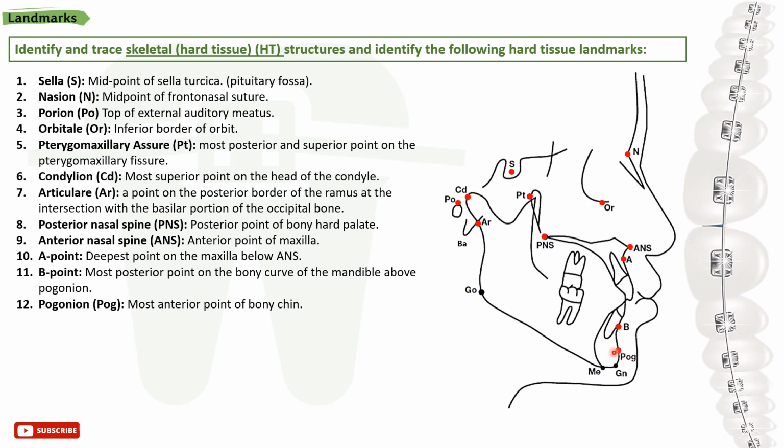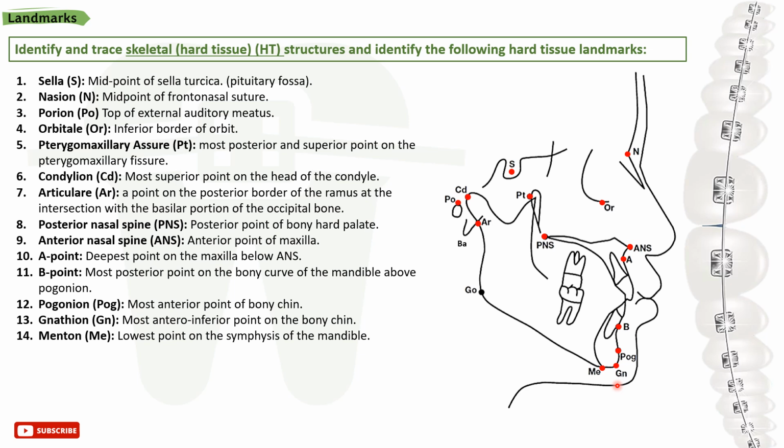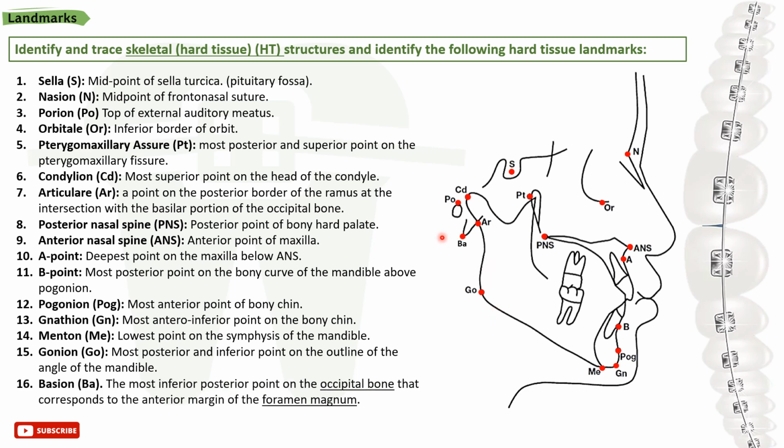Pogonion is the most anterior point of the bony chin. Gnathion, the most anterior inferior point on the bony chin. Menton is the lowest point on the symphysis of the mandible. Gonion, the most posterior and inferior point on the outline of the angle of the mandible. And the Basion is the most inferior posterior point on the occipital bone that corresponds to the anterior margin of the foramen magnum.